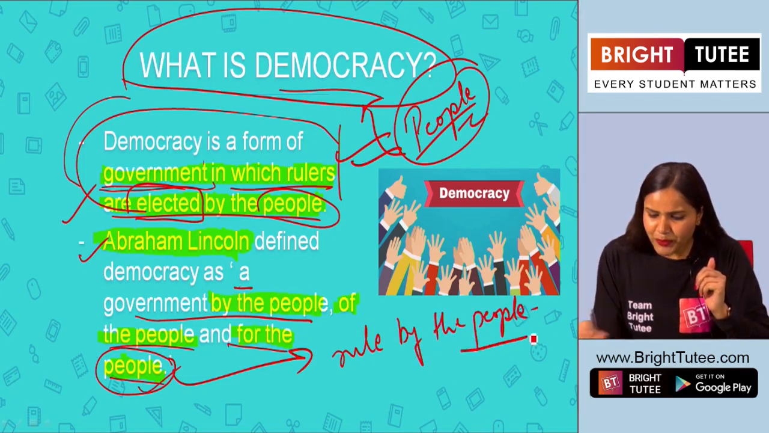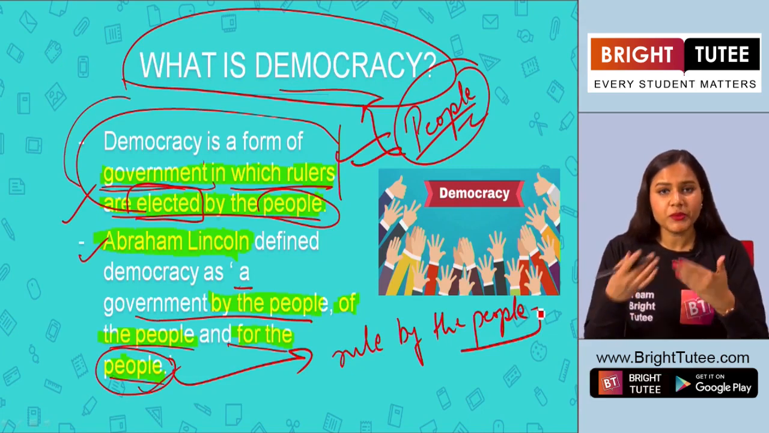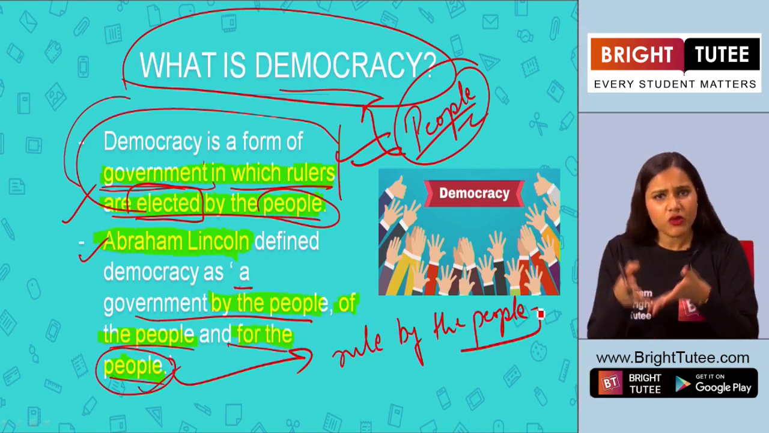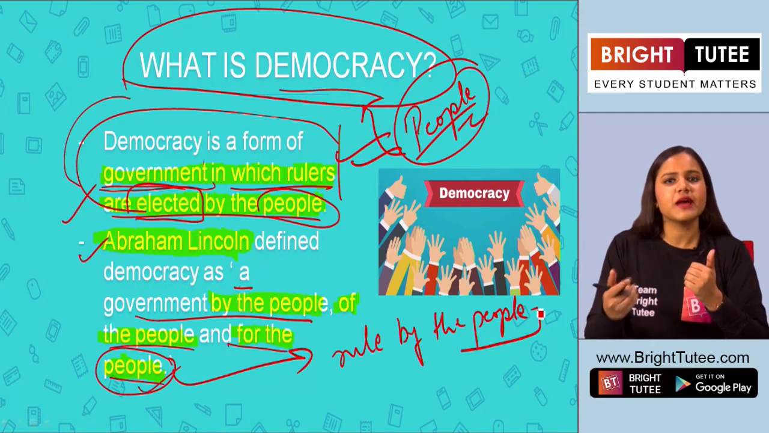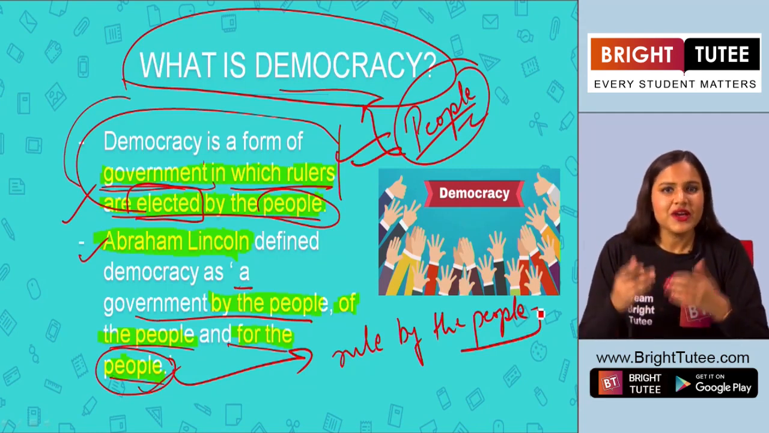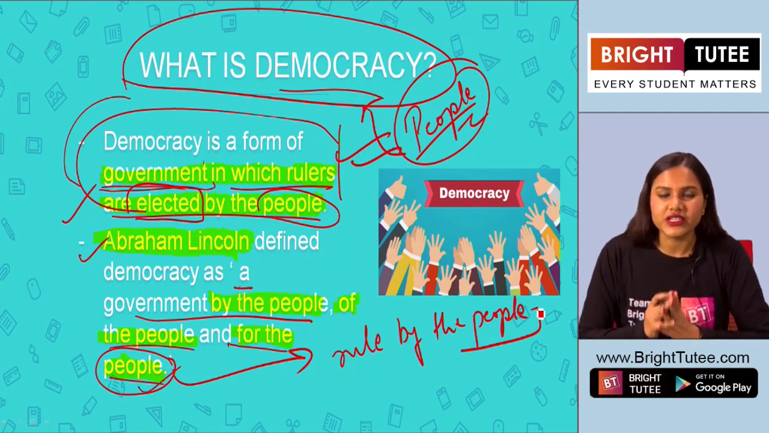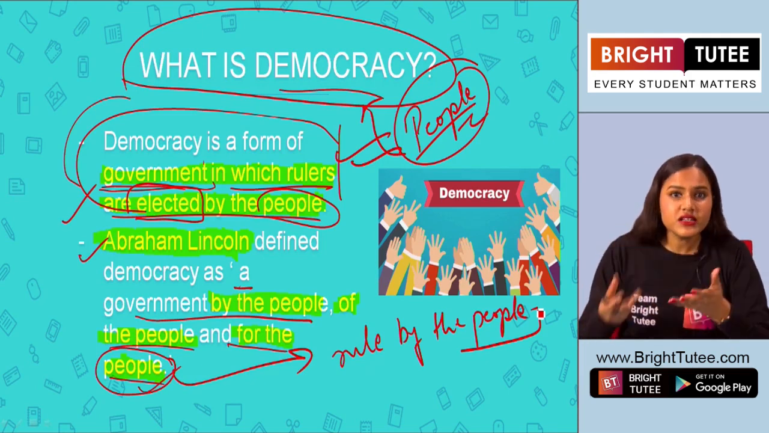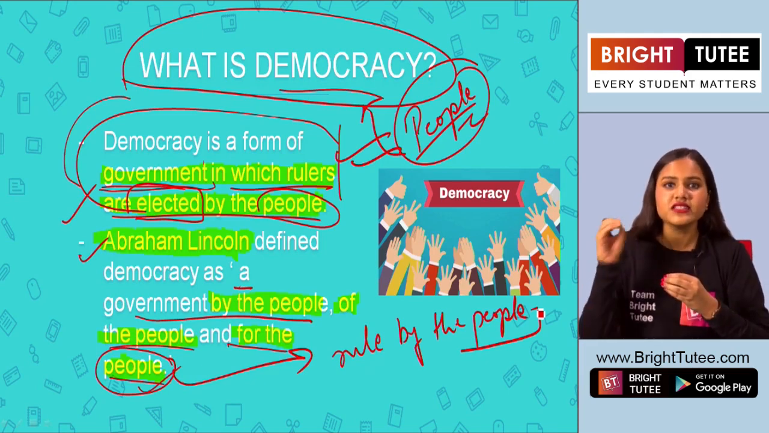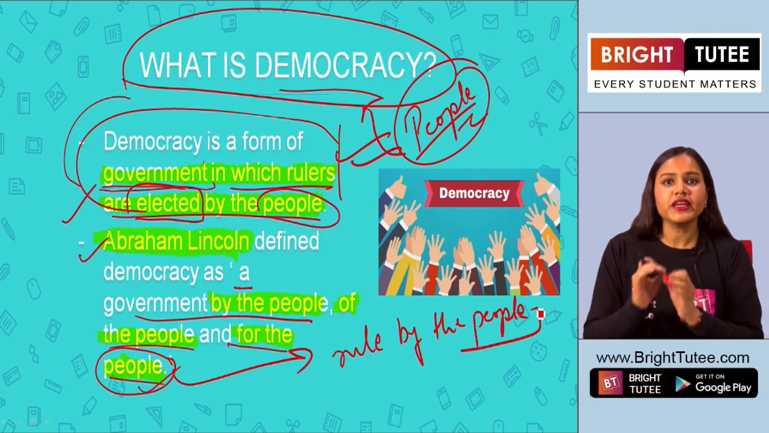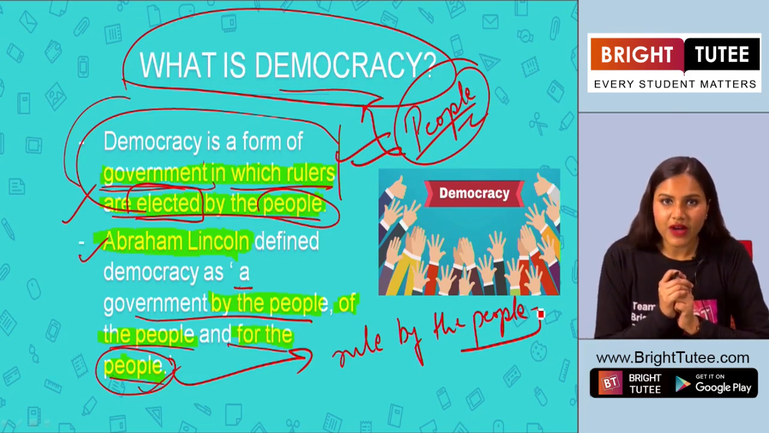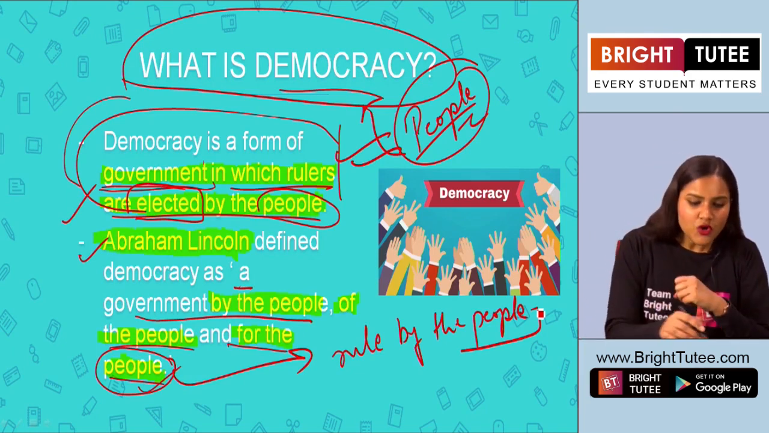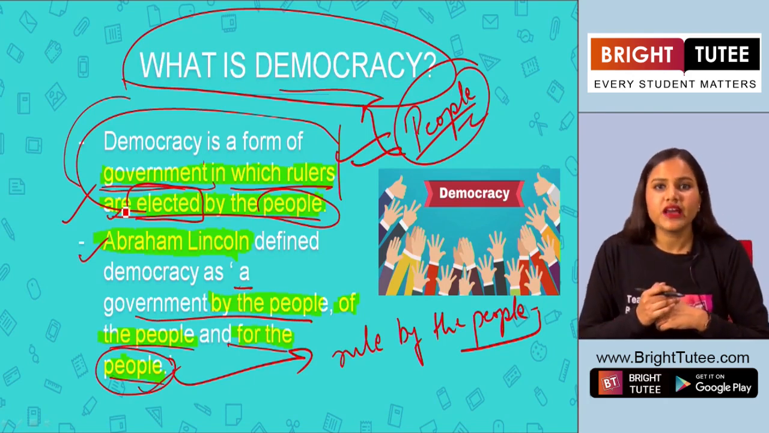But are people, as in the common people like me and you, ruling our country if we are taking the example of India? No students, we are not directly ruling the country, but somewhere the adult citizens of our country are playing a very important role. Why? Because they are the ones who are electing the government in our country.